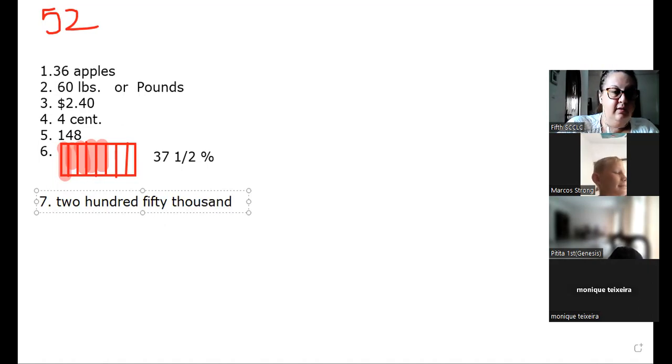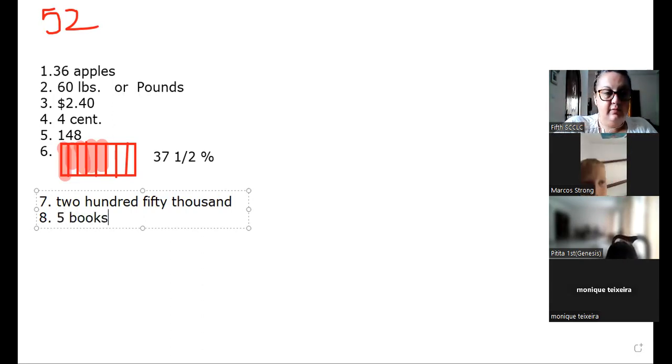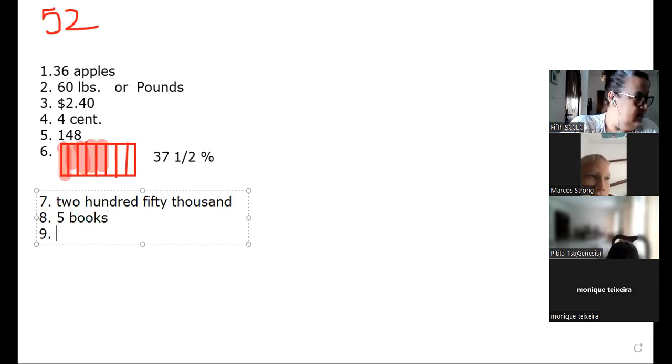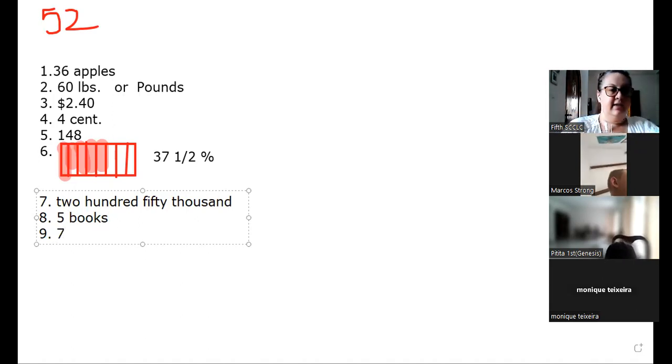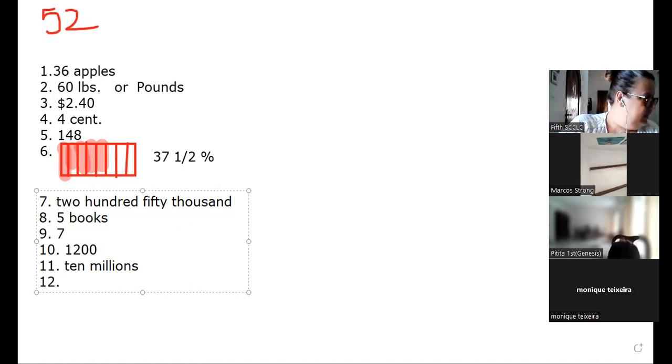250,000. Okay, that's the number you should have written. It needs to be spelled correctly, please. Number 8. You should have ended up with 5 books as your answer, and you needed to explain it. Number 9 should have been 7. 10. 11 should be 10 millions. 12 should be 1,254.